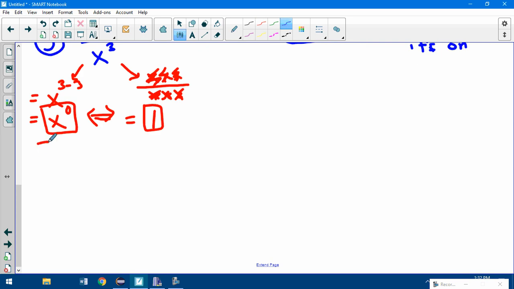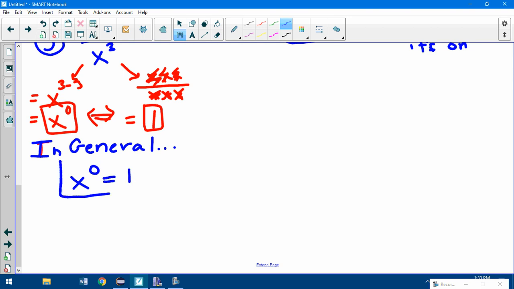So I'm going to say, in general, because this is a rule, anything raised to the 0 power is always equal to 1. Now when I say anything, I really mean anything. It can be multiple terms all raised to the 0 power also. If everything's being raised to the 0 power, it's definitely 1.